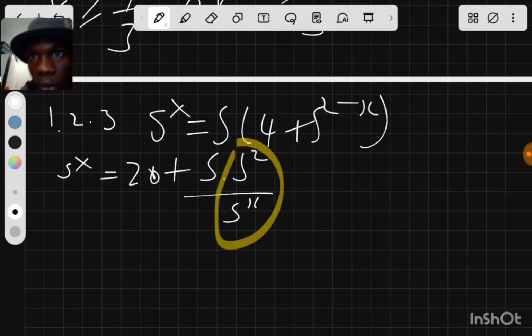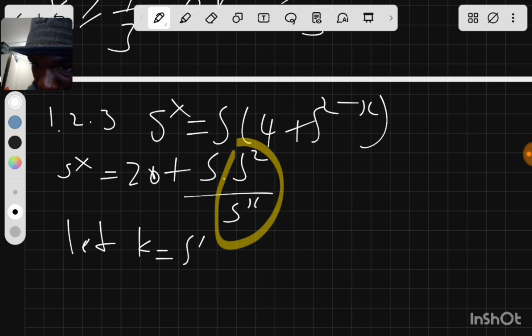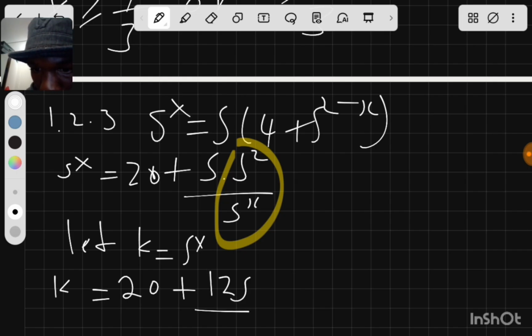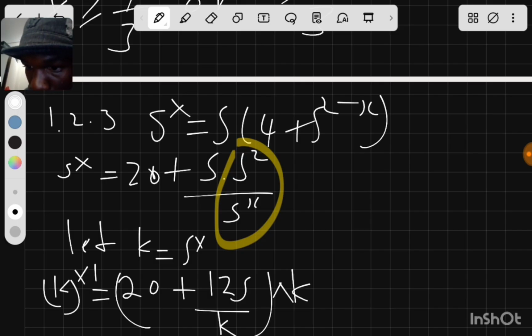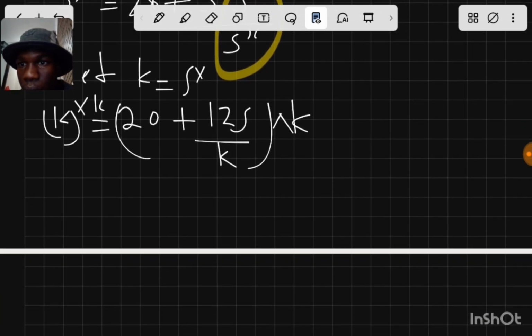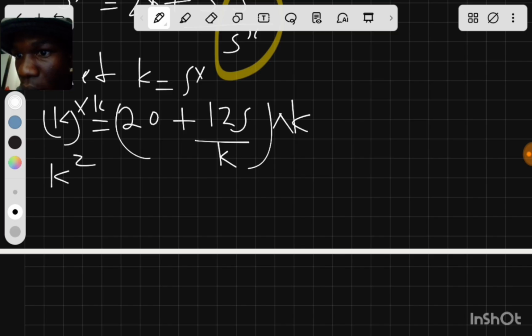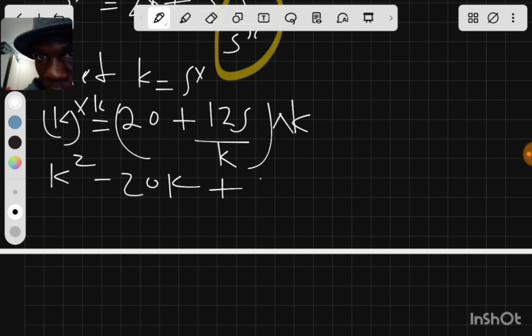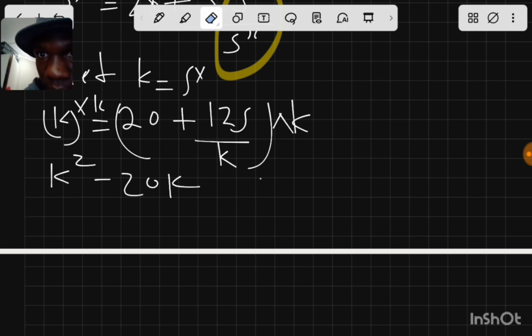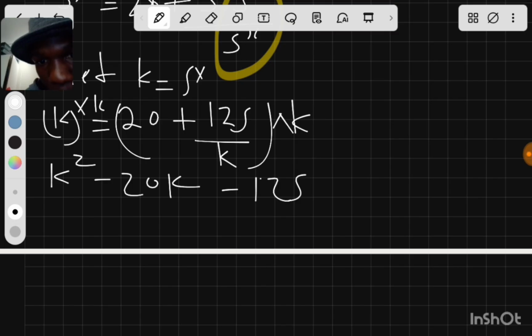So the second step, we're going to let k equal 5 to the power x. So we're going to have k on this side is equal to 20 plus 125 over k. Multiply both sides by k, and we are going to have k squared minus 20k, no, it's minus 125 is equal to 0.